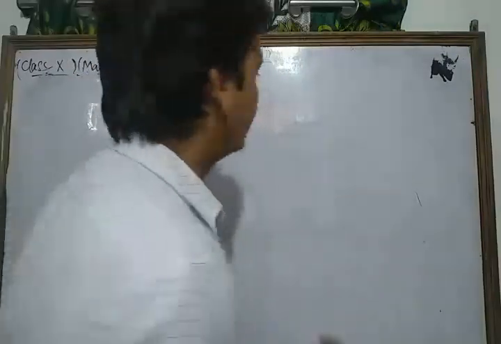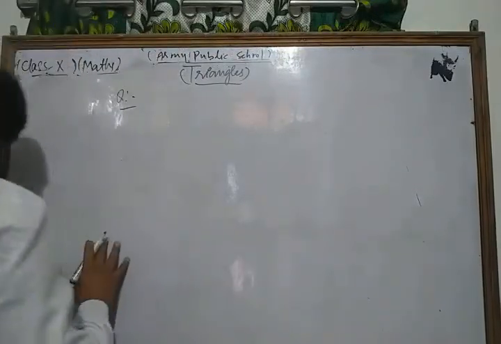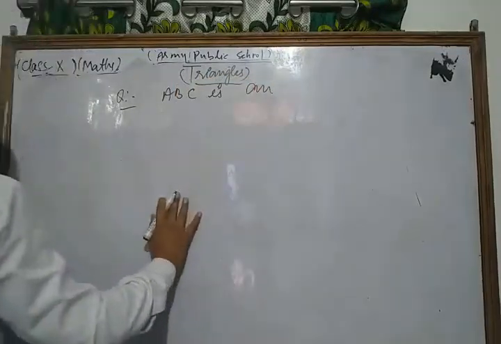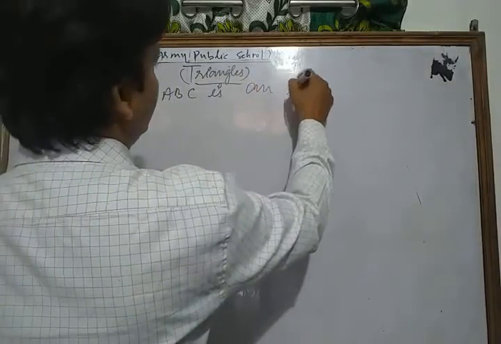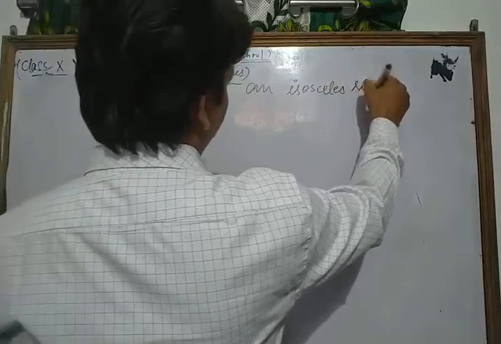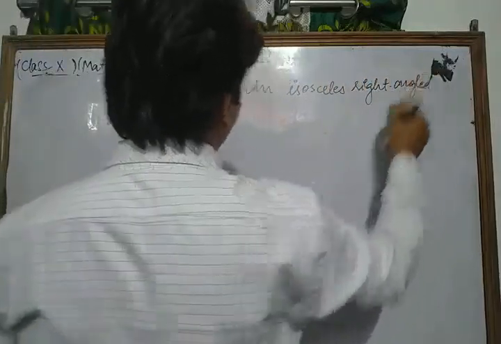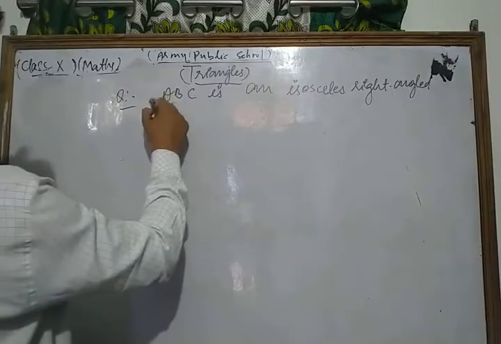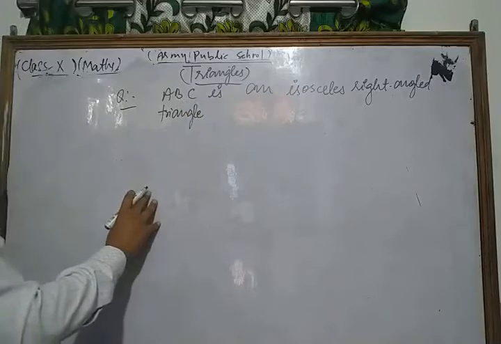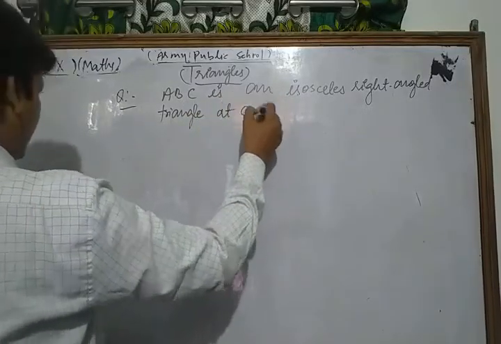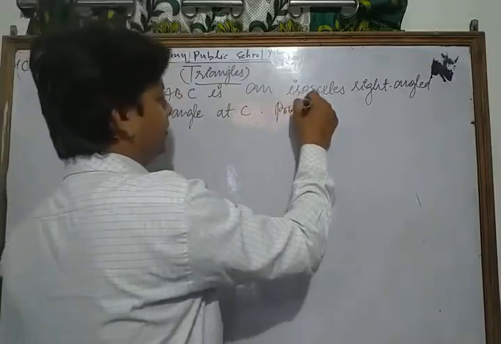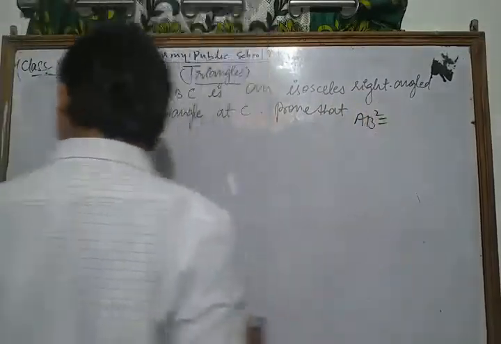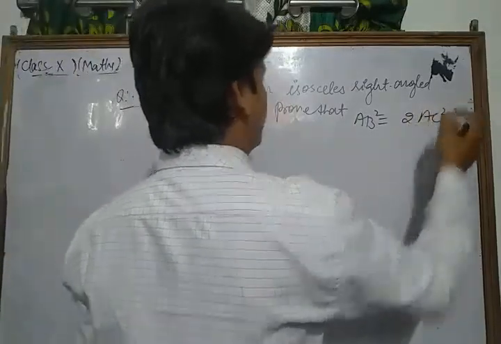Now we take an important question related to the Pythagoras theorem. Your question is: ABC is an isosceles right angled triangle, right angled at C. Prove that AB square is equal to 2 times AC square.